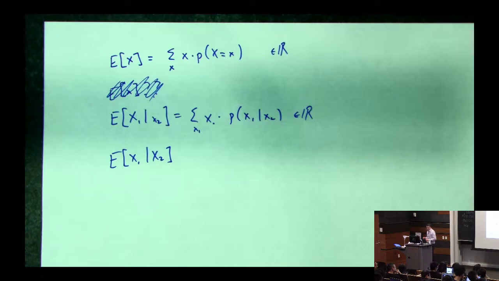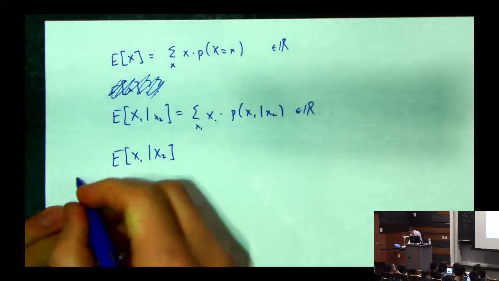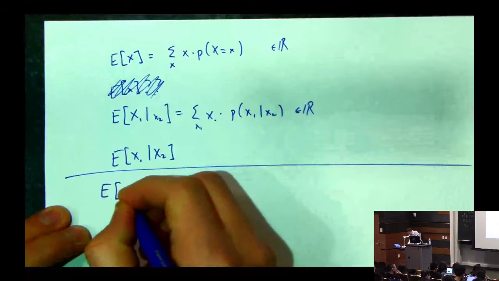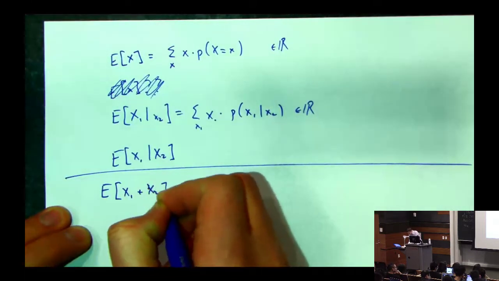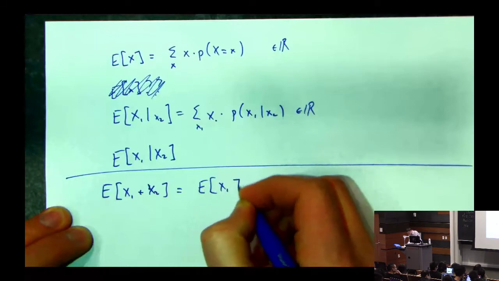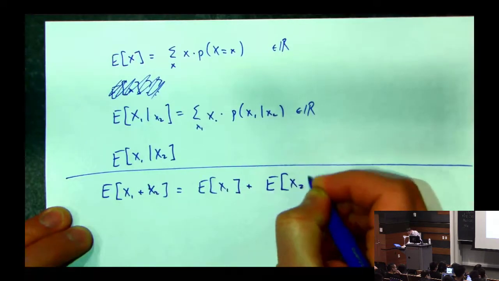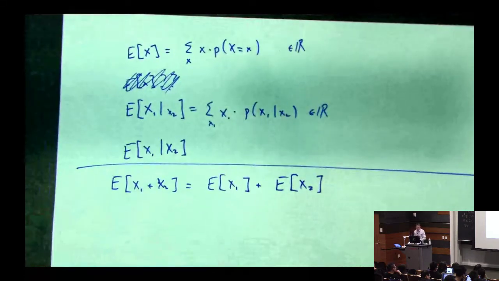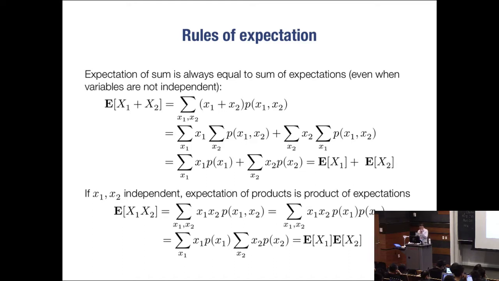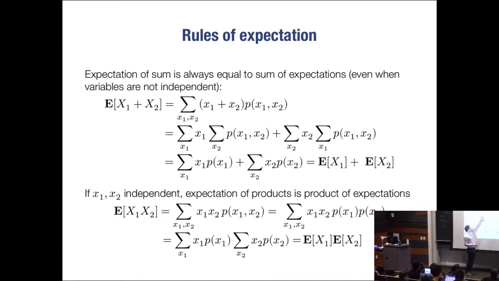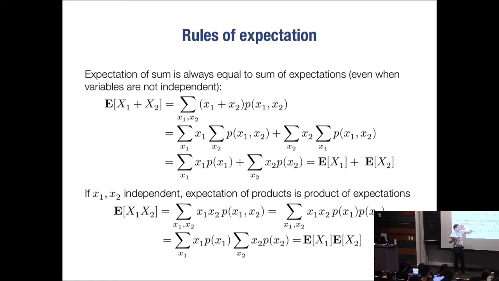Okay, so let's just go through a few rules of expectations. The first rule is that expectations always add. So the expectation of x1 plus x2 is always equal to the expectation of x1 plus the expectation of x2. This happens whether or not x1 and x2 are independent. The proof here is very simple. The expectation of this thing is, by definition, the... I won't write it down again, I'll just walk through this. You can look at the slides to see the proofs.